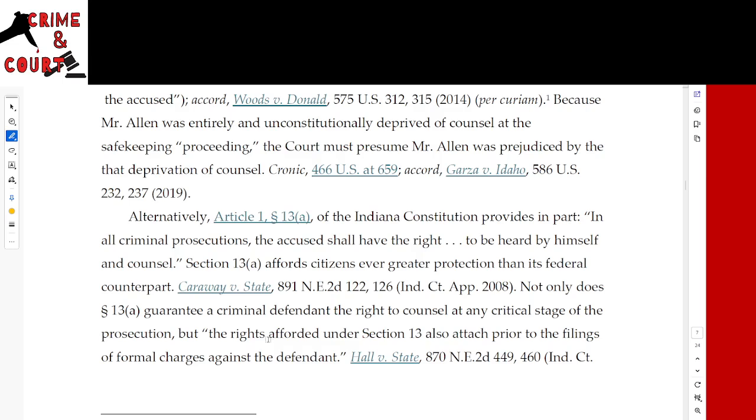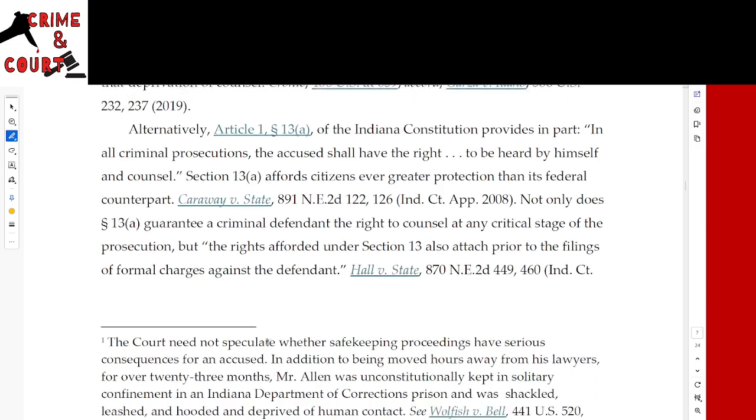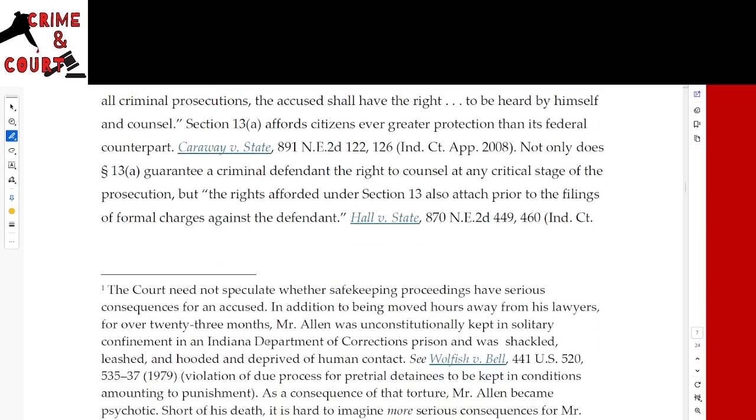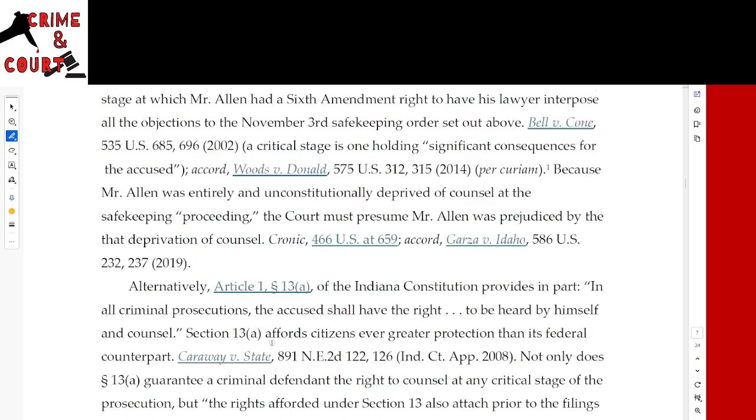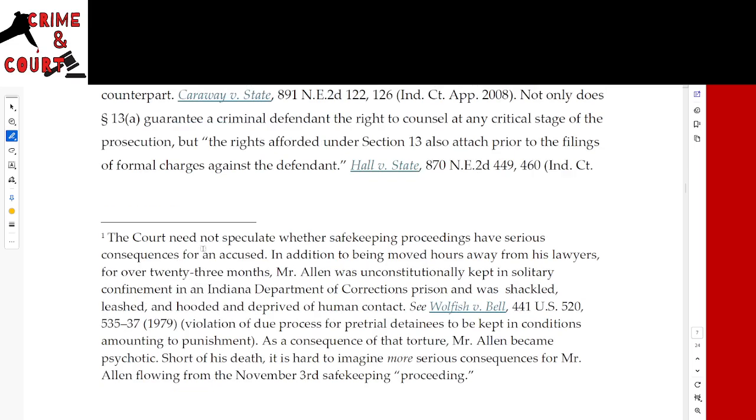Section 13A affords citizens even greater protection than its federal counterpart. Not only does 13A guarantee a criminal defendant the right to counsel at any critical stage of the prosecution, but the rights afforded under Section 13 also attach prior to the filing of formal charges against the defendant. And I missed a footnote somewhere. Okay. So the court need not speculate whether safekeeping proceedings have serious consequences for the accused. So they don't have to speculate. Good, you can probably assume.